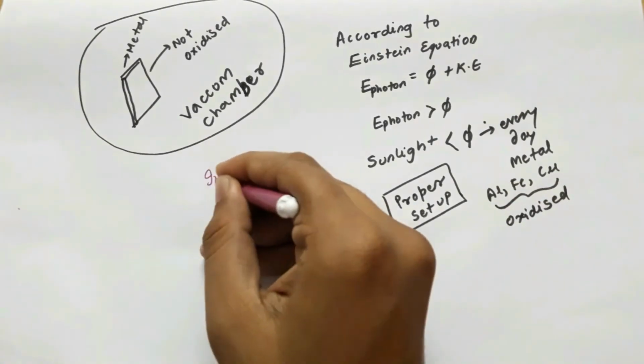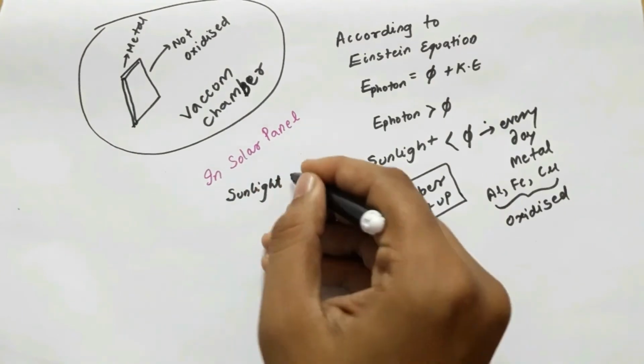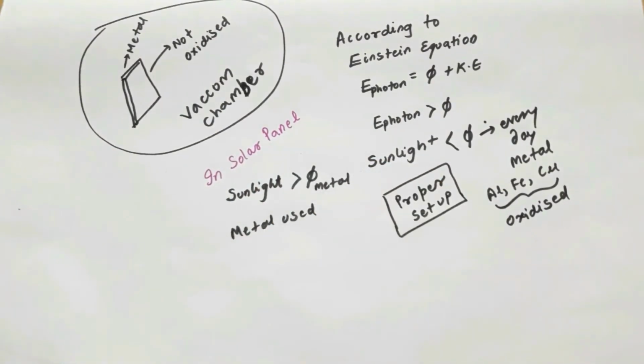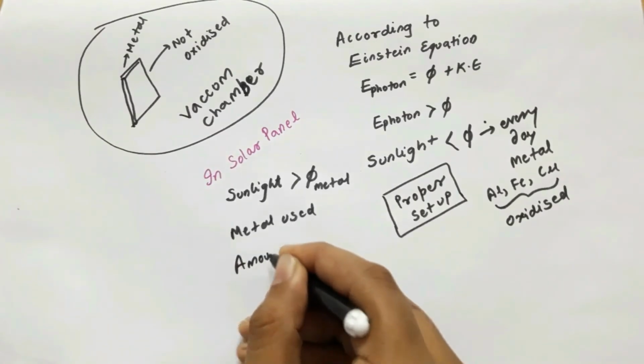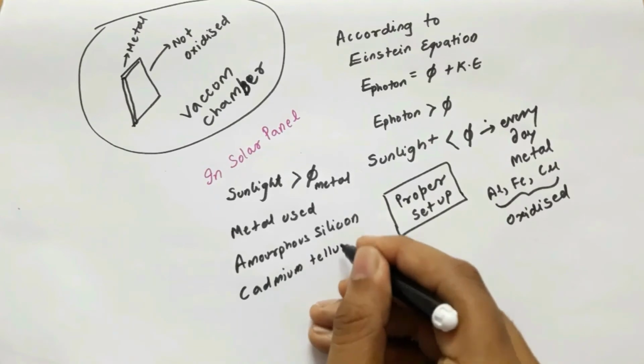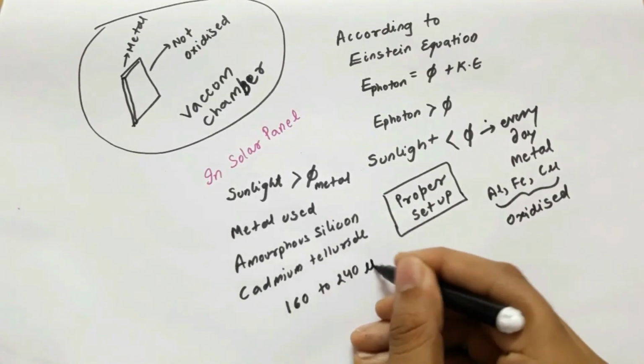In solar panels, there is a proper setup and the energy of the sunlight is greater than the work function of the metal. Here we use special materials such as amorphous silicon and cadmium telluride. These have very thin thickness, that is 130 to 240 micrometer.